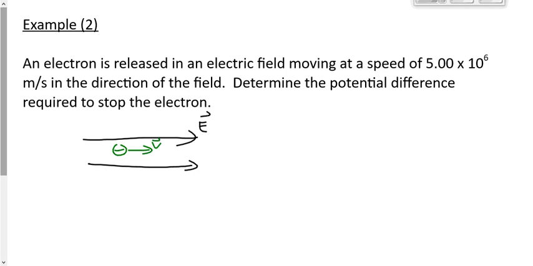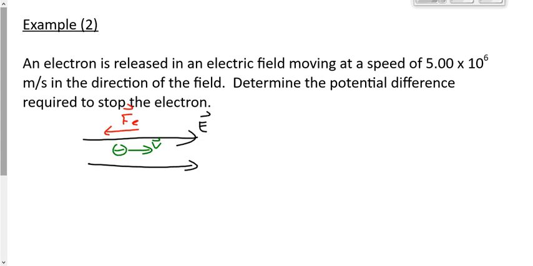Which way is the force on that electron? Down? No. To the left. If it's a positive particle, the force is with the field. If it's a negative particle, the force is against the field. So the force is to the left here. If it's moving to the right, but the force is to the left, what's going to happen to this thing? What's going to happen, Ben? Yeah, it's going to slow down.